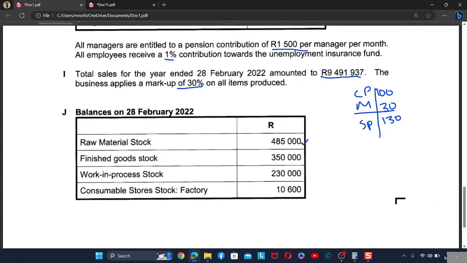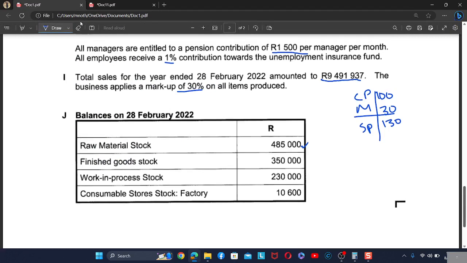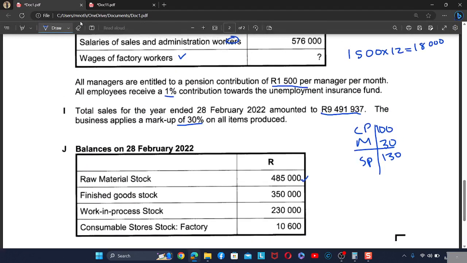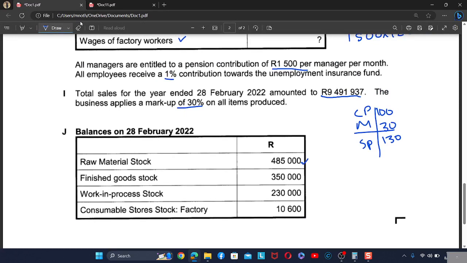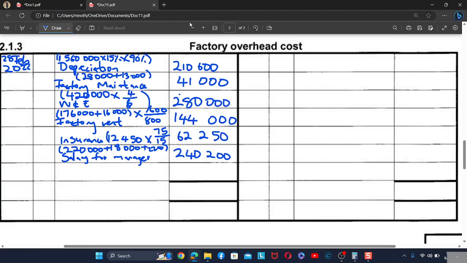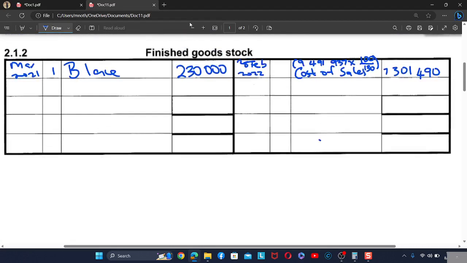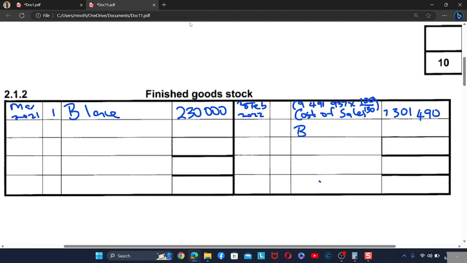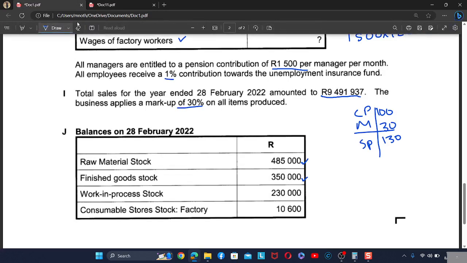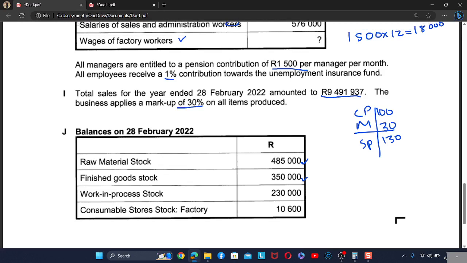So before we calculate the factory overheads, let's come here. The finished goods, also the balance at the end is given. So for the finished goods, we are given the balance at the end. So that is the balance carried down. It is 350,000. All right. Finished goods, 250,000.